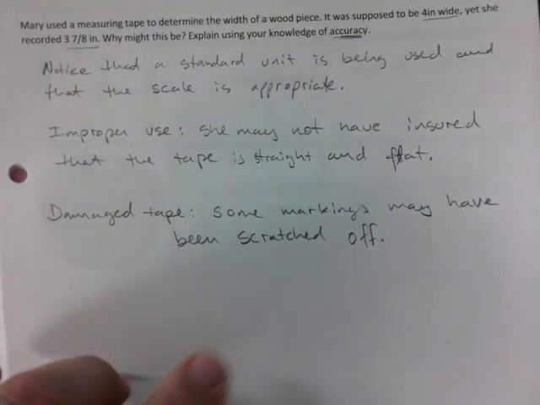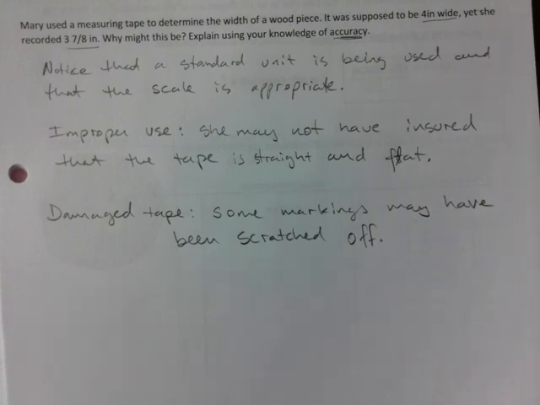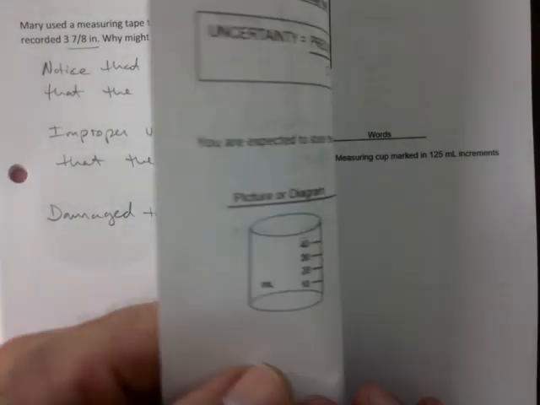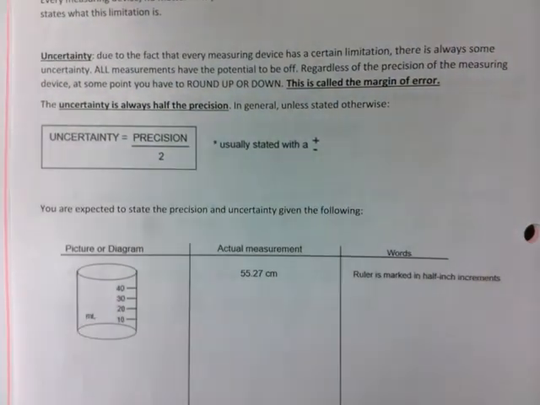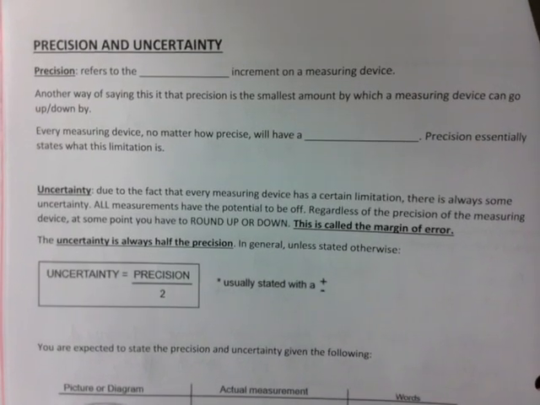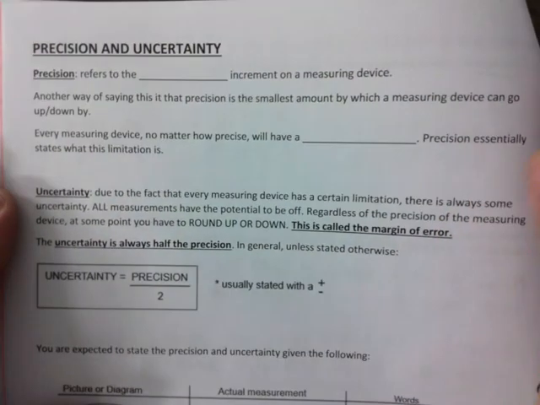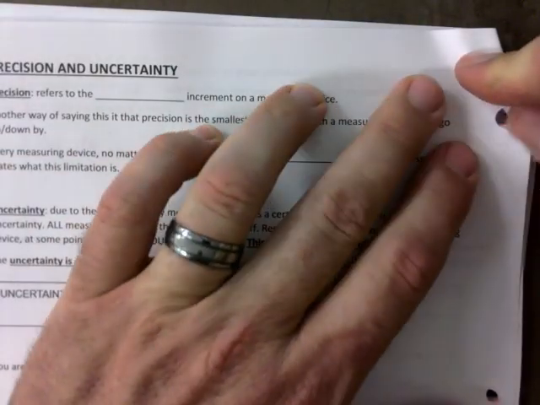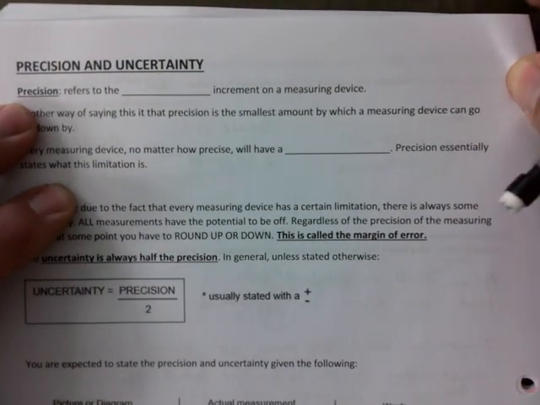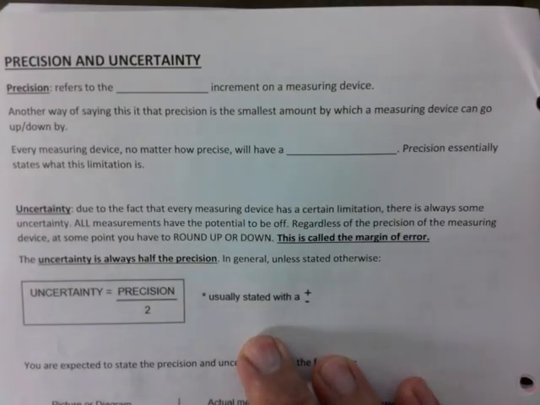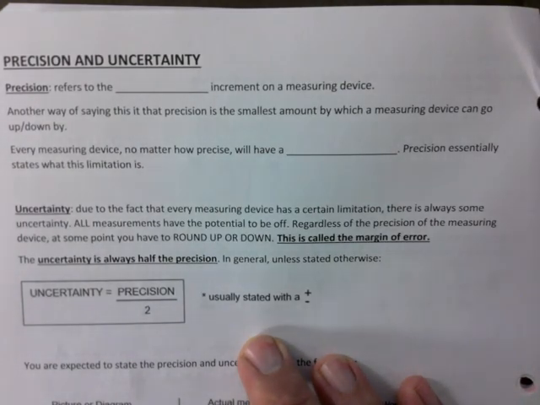Let's keep going. So we're going to switch gears here. Okay. Switch gears. And I'm going to pass it back and forth. I'm going to do one, and I'll ask you to do one, and it's going to go back and forth like that. Okay. So this is on page 5. So we talked about accuracy. Now we're going to talk about precision and uncertainty. Here we go.